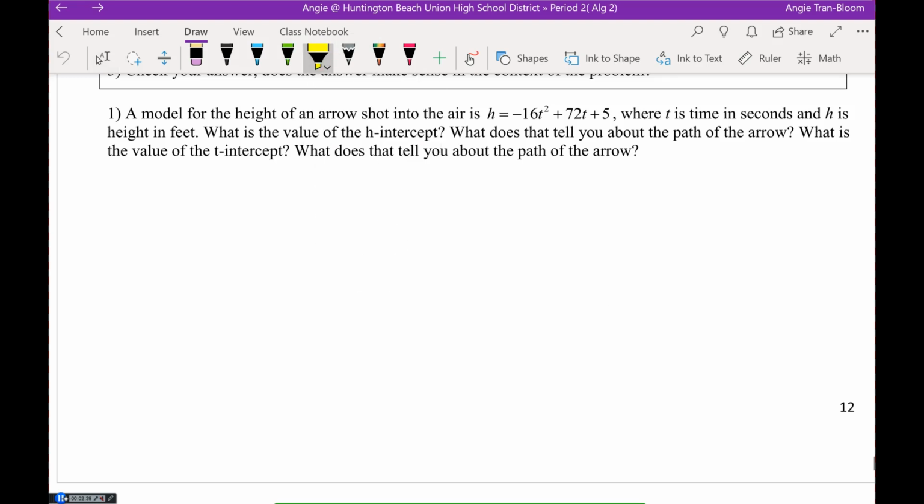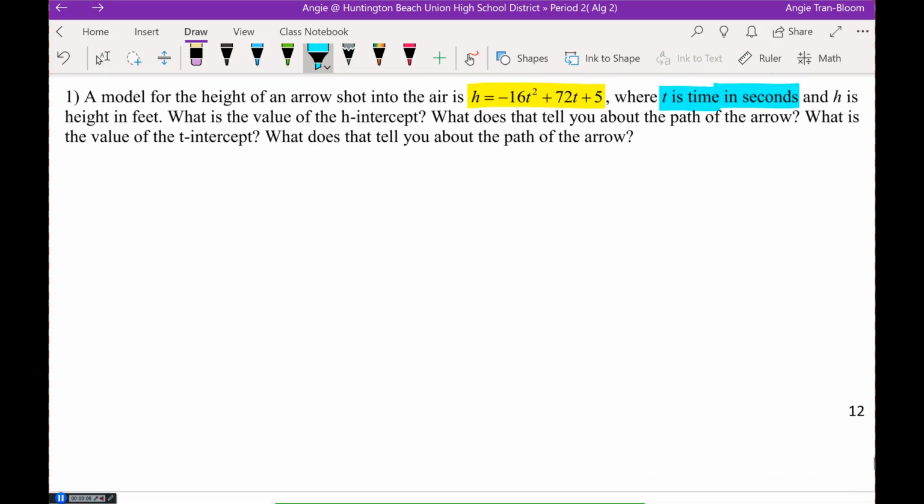Okay, so we want to highlight a couple of things. The most important part right now is going to be this equation. It says a model for the height of an arrow that you are going to shoot into the air. T is very important here. Anthony, what does T represent? Time. And what is time measured in, in this problem? Seconds. Very good. Now H, Grace, what does H represent in this question? Height. And what is the unit of measurement? Feet. Okay, good.